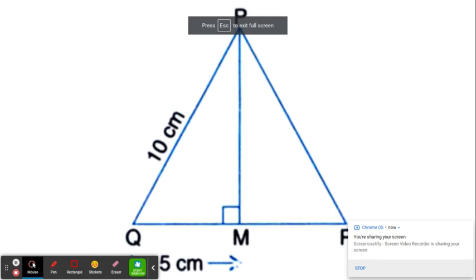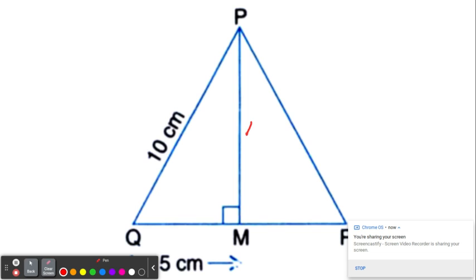All right, gang, there's two things I'm going to ask you to do on this problem. The first thing I'm going to ask you to do is to find this height right here, PM. So I'm going to call that X. And the second thing I'm going to ask you to do is use that to find the area of this particular triangle.